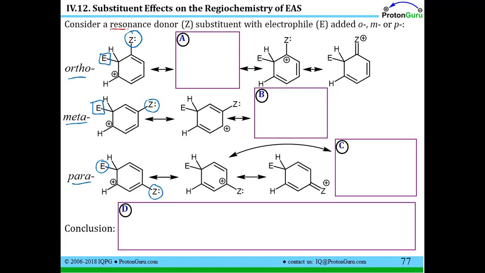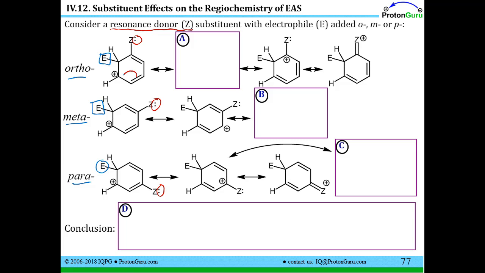Let's say that substituent Z for this case is a resonance donor. So I've drawn a lone pair in on that substituent Z here, here, and here. It's important to know that's a resonance donor because, well, as the name suggests, a resonance donor substituent can donate electrons to help stabilize some resonance contributors. So let's see what happens in this particular case.